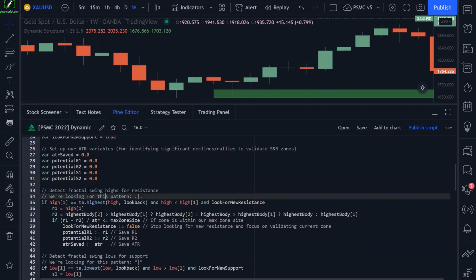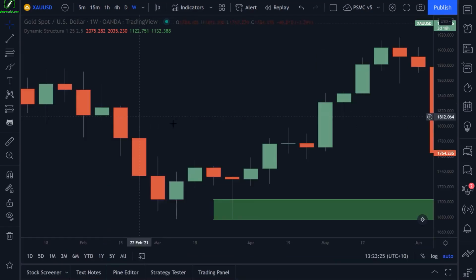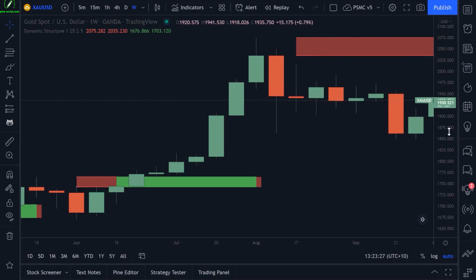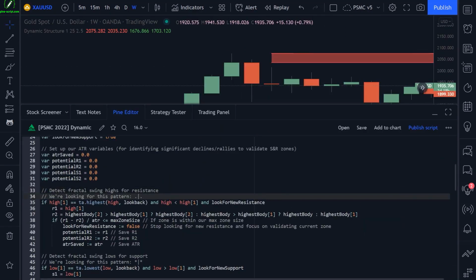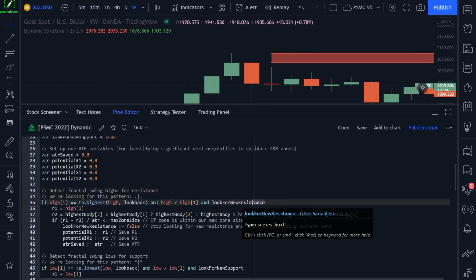Moving on, here is where we detect our fractal swing highs. So let me go to this swing high here to explain this code. What we're looking for here is this pattern. We want a lower high, and then a higher high, and then a lower high. Imagine that these are candles and not terrible, terrible childish drawings. This is the pattern we're looking for, and that's what we have here: a lower high, a higher high, and then a lower high. That gives us our fractal swing high, and that is what this if statement is looking for.